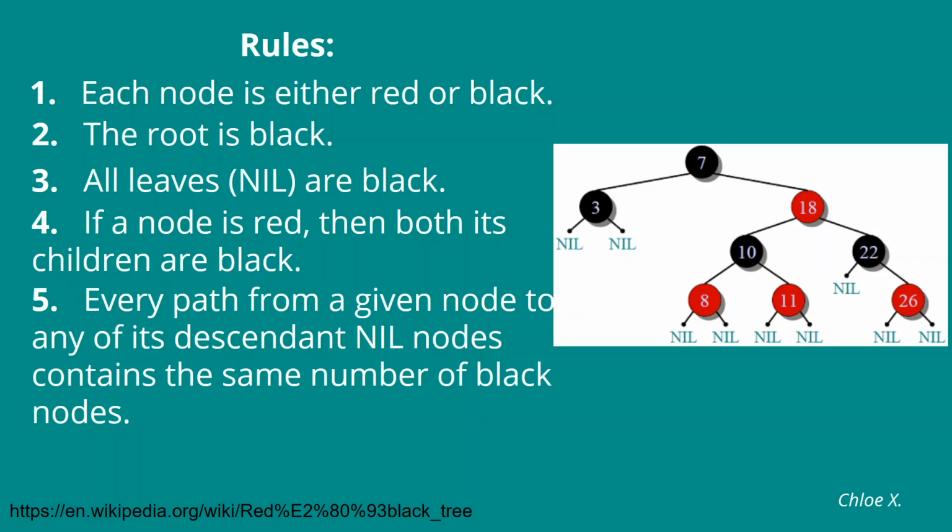nodes. For example, let's choose the root node and begin counting the black nodes to the left and right of every path. 1, 2. As you can see, there are 2 black nodes from the root to any of its ascendant black nil leaf nodes. If any of these rules are violated, we will need to rebalance. There are 3 cases for rebalancing.